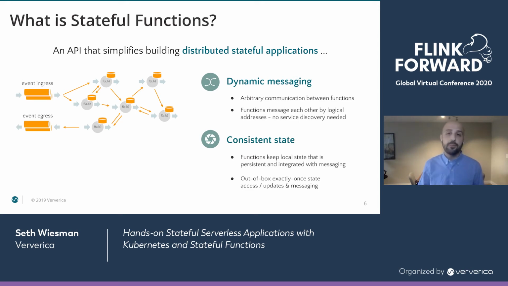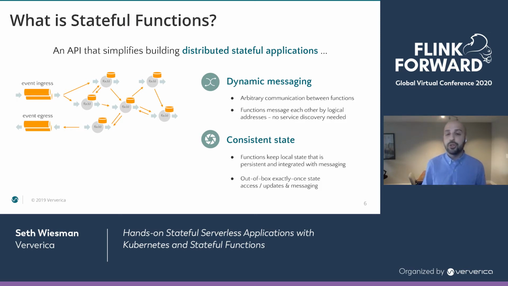The next thing that's really important is this idea of dynamic messaging and consistent state. Unlike Flink's data stream or table APIs, we do not predefine data flow DAGs. Instead, any function can message any other in arbitrary, cyclic, even round-robin ways. All you need to know is the logical address of that function, what we call its function type and ID. There's no service discovery required. You don't have to look up where some code is running. It is fire and forget.